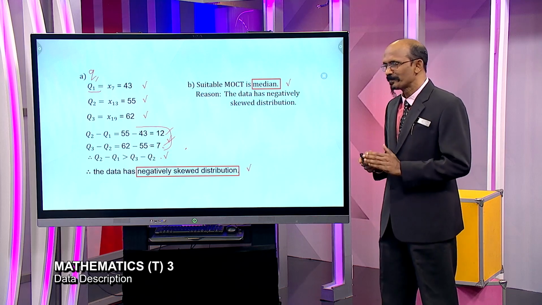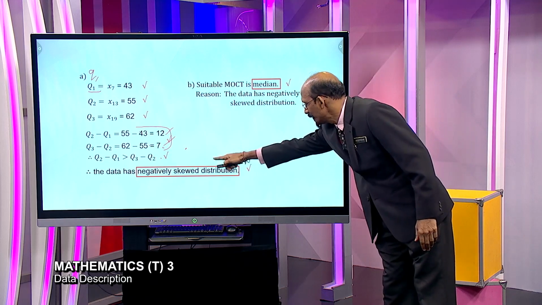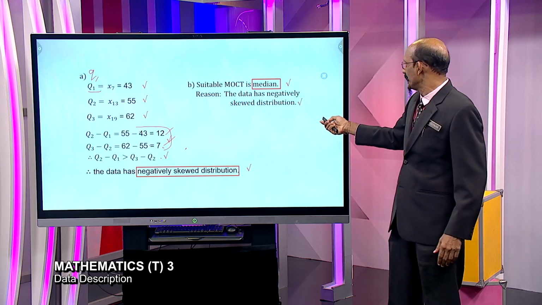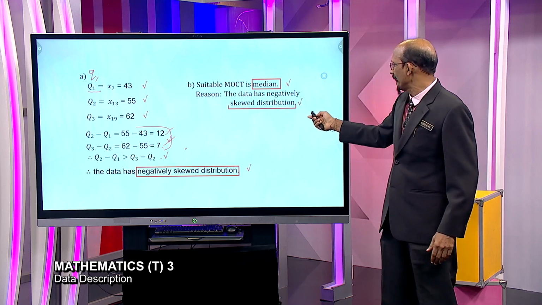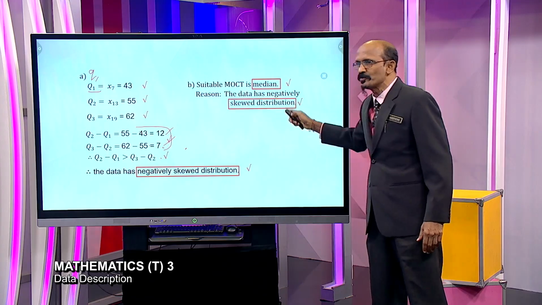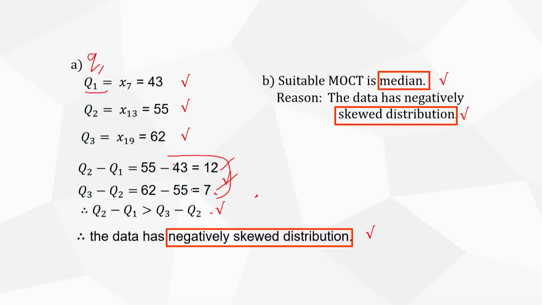Which means, if you never write negatively skewed for this particular part, and you write just skew distribution, it is good enough already, because the skew here shows that you must use median. Whether it's positively skewed or negatively skewed, you must use median as the measure of central tendency.